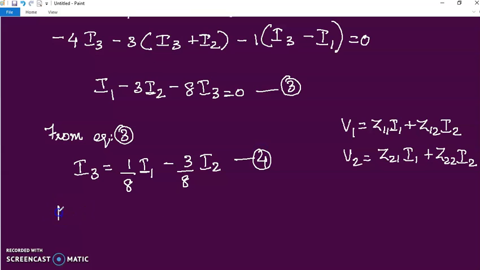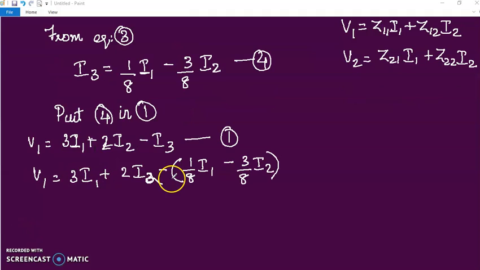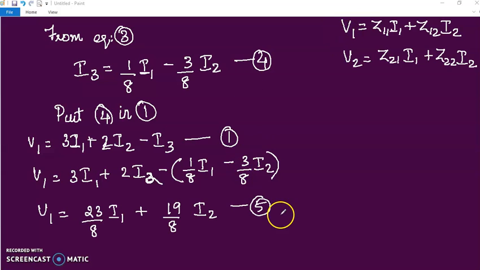Now we have to put 4 in 1 and 4 in 2. First let me put 4 in 1. This is equation number 1. You have to put 4 in 1. That is, now we have an equation in I1 and I2 alone. Now we have to group together the coefficients of I1 and I2 and put it in this form. This is equation number 5.